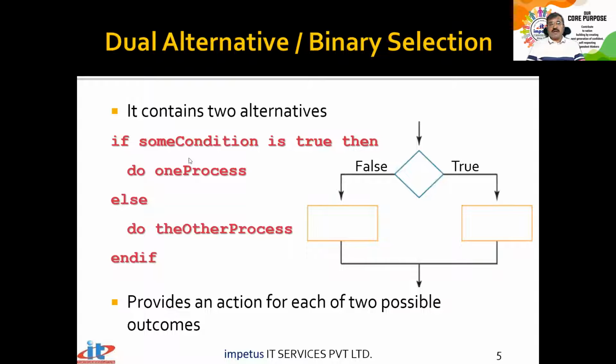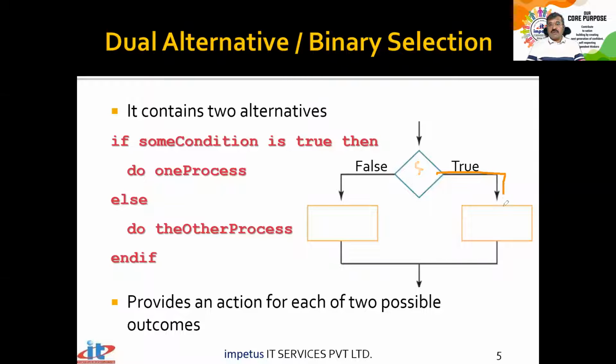Now, when I use the word dual alternative, that means we check for some condition. If the condition is true, then we do something. And if the condition is false, then we do something else. So in that case, we have the if, else construct. Look at the chart that we have over here. Now, if you look at the chart, we check for a condition over here.